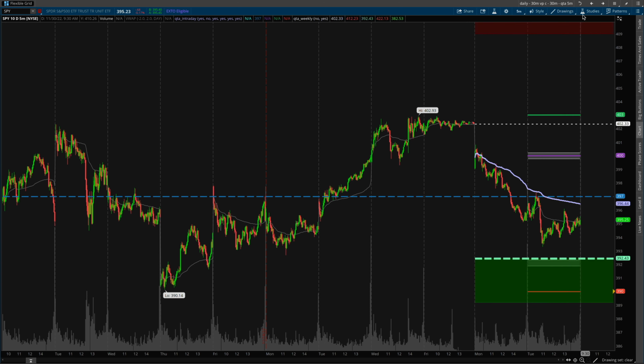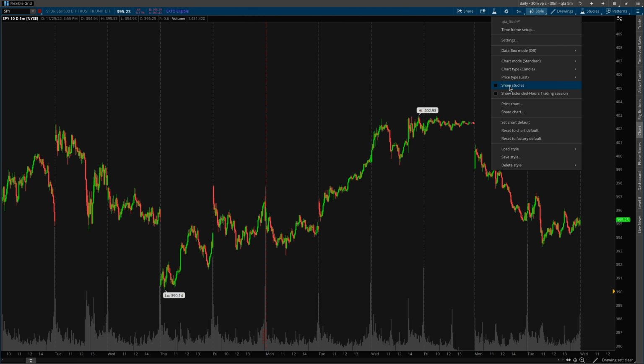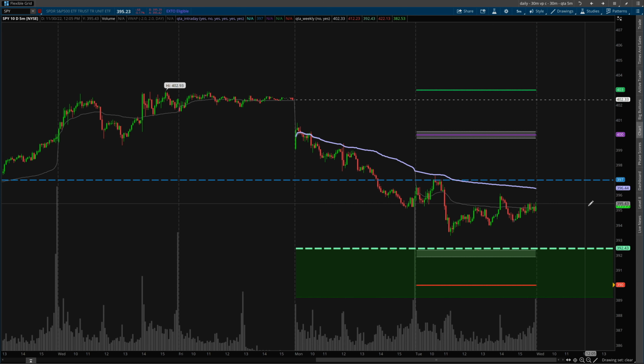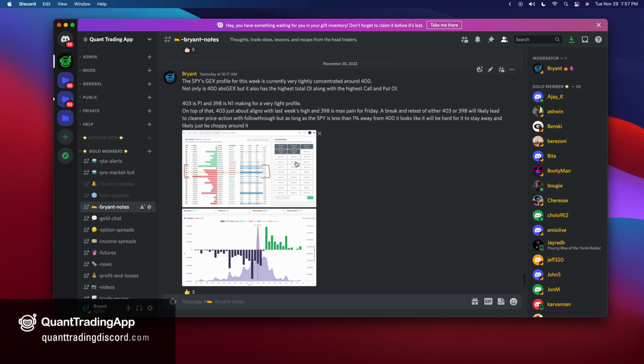Everything you see on the chart is generated from the algo. If I turn these off right here, this is a clean chart, and we're just looking at these levels generated from Quant Trading App. Then this muted gray level in the background is VWAP, the standard VWAP indicator that's built into any platform.